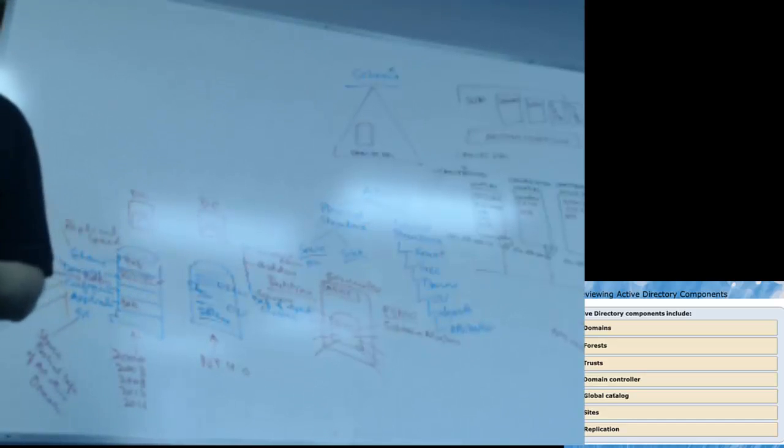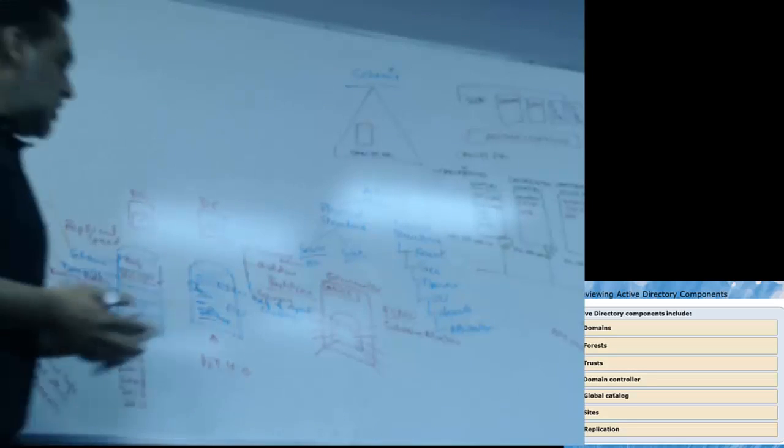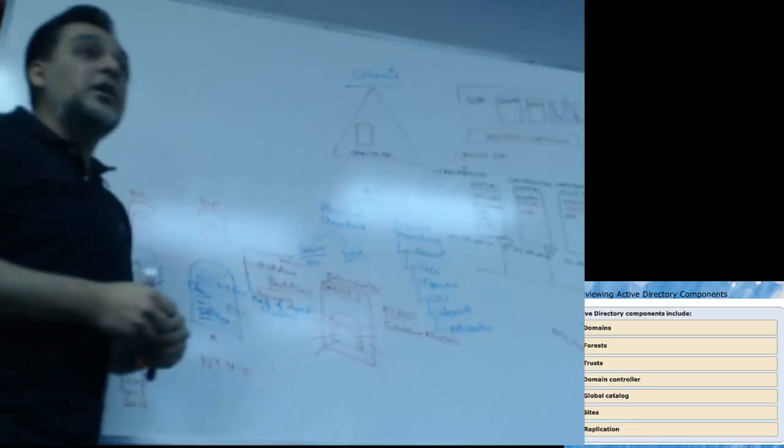Now, if you don't have other domains, then there is no need for GC. If you have only one domain, GC is there, but it's not doing anything. So guys, these are the partitions. We must remember the partitions. And then comes FSMO.